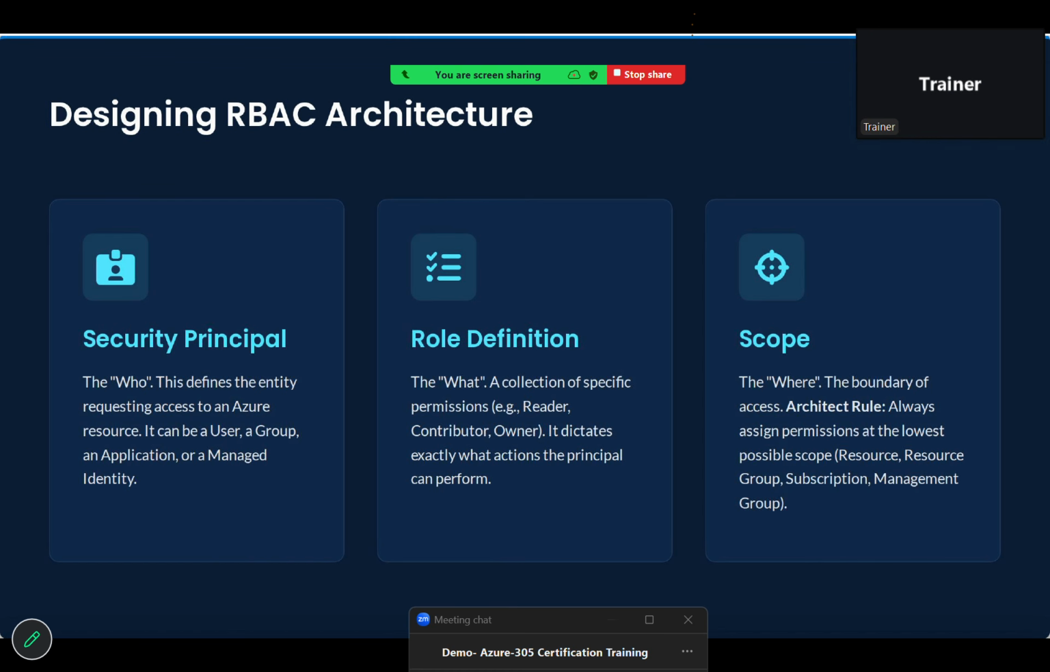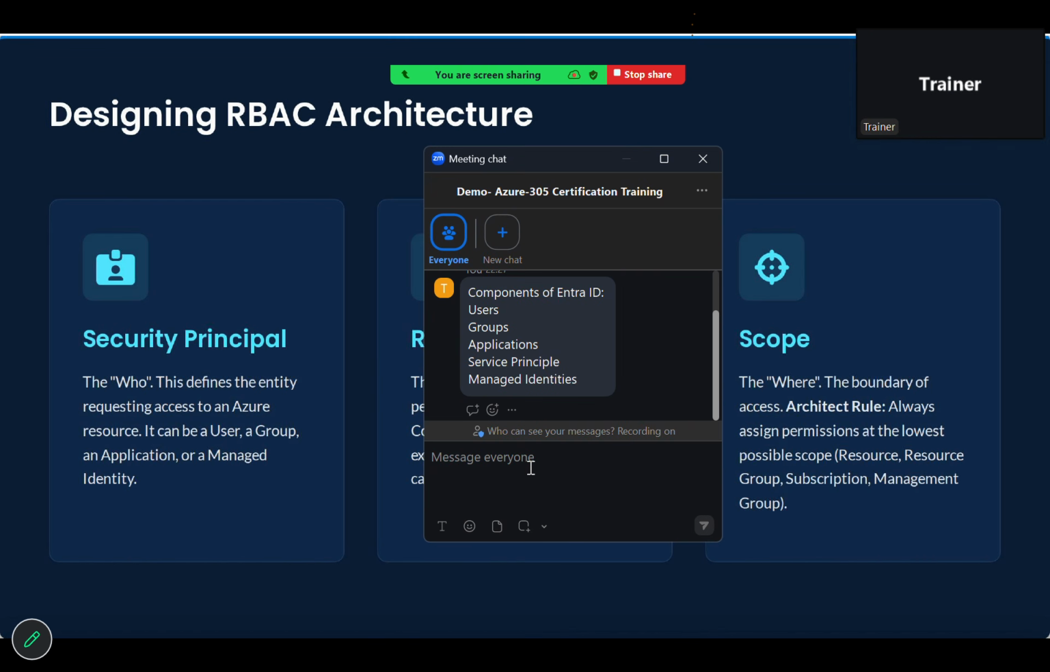So let's take an architecture scenario. Suppose a developer team should manage only the development resources. Where should RBAC be assigned? The answer will be the development resource group, not the subscription, not the management group. Let me write here for you. This is very important.